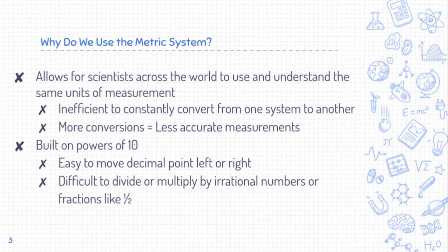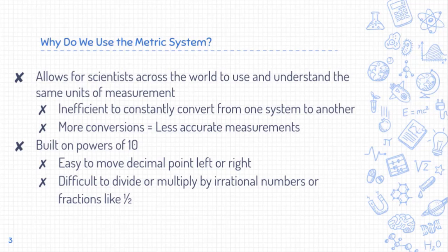Why do we use the metric system? The metric system allows for scientists across the world to use and understand the same units of measurement. If one person used cups and another person used grams, it would be inefficient to constantly convert from one system to another. This also makes measurements less and less accurate as more conversions are made.